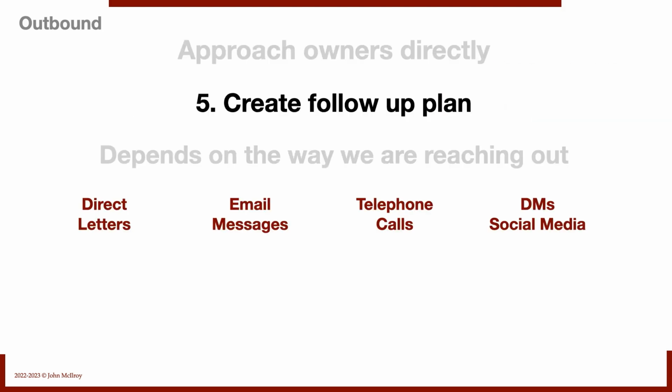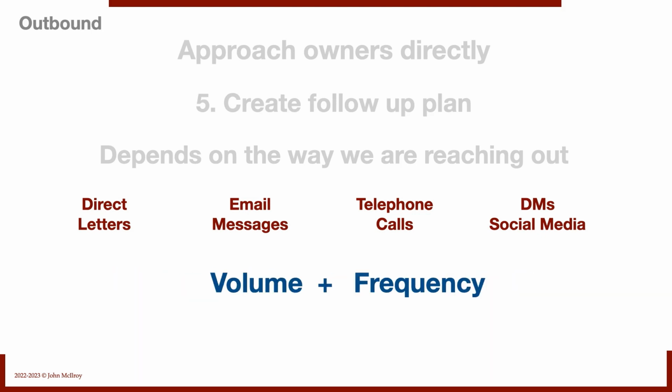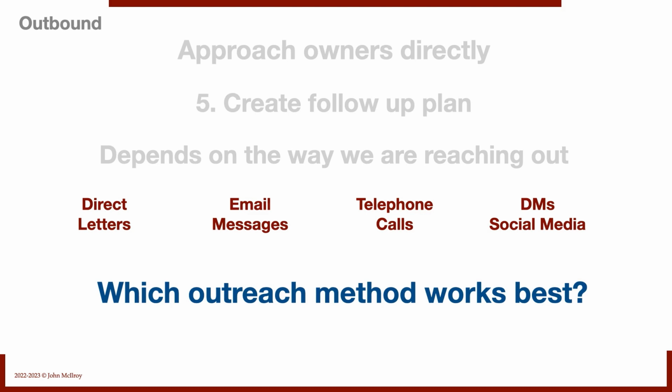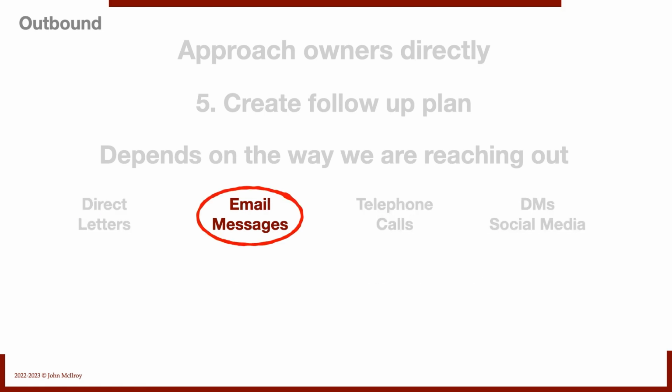Because if we're trying to create a follow-up plan, we've got different ways that we can do outreach: direct letters, email, telephone, and DMs. And if timing luck is a big success factor, which we're trying to deal with using volume and frequency, we have to ask the question, which outreach method is going to work best when it comes to volume and frequency? Direct letters, that's a lot of printing, a lot of postage, expensive. I don't think so. Telephone calls, connect rates are already low. I don't think telephone calls would work. DMs, no. There is a personal element in there, so the creepy factor might actually come into play with DMs. The only real choice, what's left, are email messages.